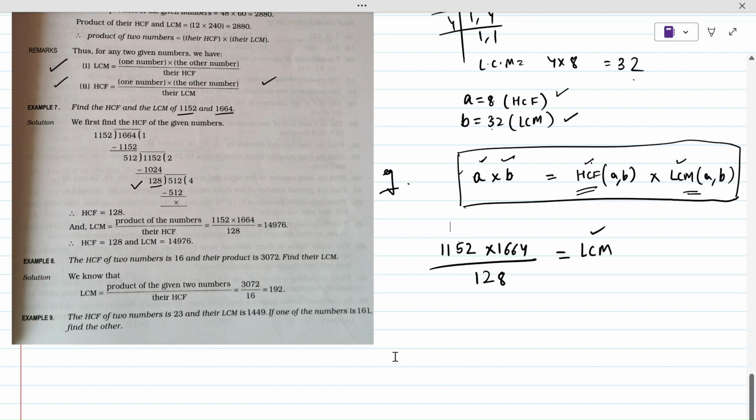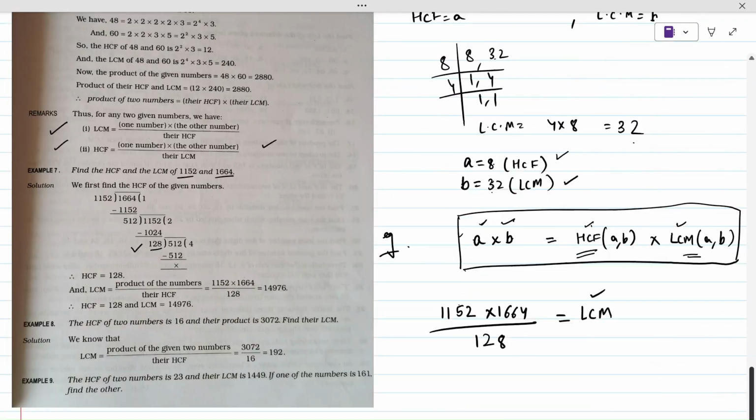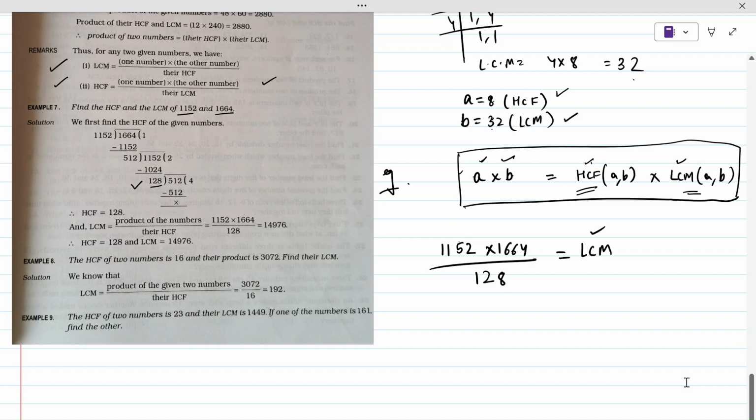Right? So this is the end of this topic, LCM, and next we are going to pick the exercise based on the LCM. Okay, so I'll pick that in the next class.